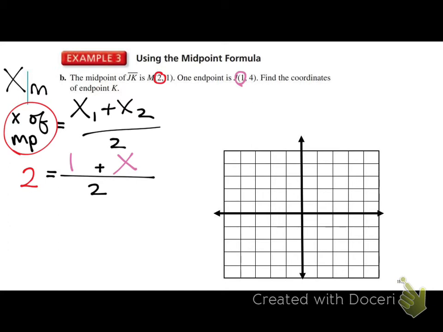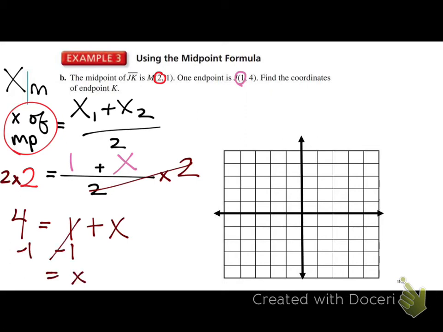All right, so now it's just algebra. What will we do first in this problem? So we want to get x by itself, right? X and plus 1 are attached to each other. So we need to get rid of this division. So the opposite of dividing by 2 is multiplying times 2. So both sides, we're going to multiply times 2. On the left, we have 2 times 2, which is 4. And that equals 1 plus x. And then my last step, minus 1. And then 4 minus 1 is 3. So of our new coordinate, which is endpoint K, we know we have a 3 as the x.